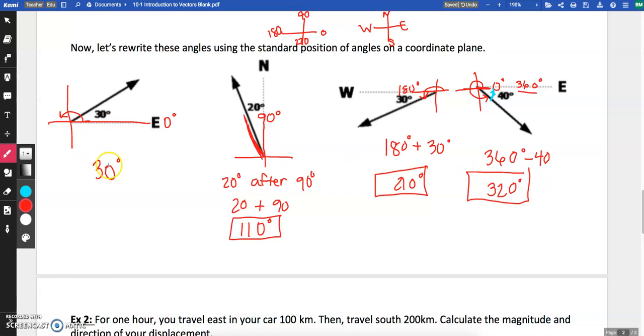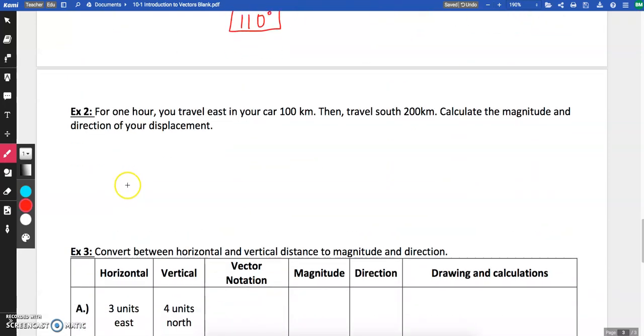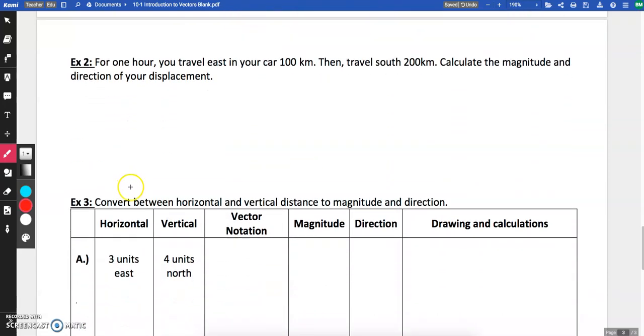Okay. Now we'll look at a few actual calculations, some basic vector calculations. So it says here, for 1 hour, you travel east in your car, and you travel for 100 kilometers. Then you travel south for 200 kilometers. So let's draw that picture. So let's say you start here. You travel east, so going to the right for 100 kilometers. And then I would turn, and I traveled south for 200 kilometers.